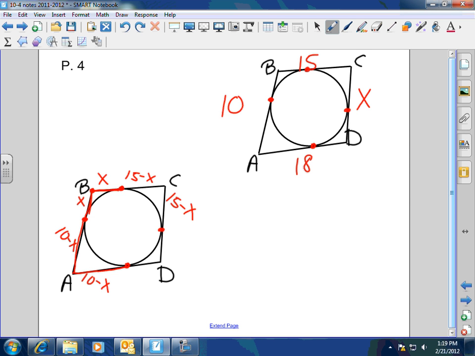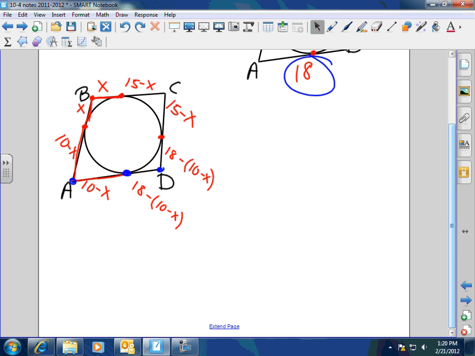AD is 18, correct? AD is 18. But if from A to the point of tangency is already 10 minus X, what would the point of tangency to D be? 18 minus the quantity 10 minus X. So then this part over here is 18 minus (10 minus X). Why isn't it just X is the question. It's not just X because AD is 18, son. So if this little piece from here to here is 10 minus X, and the whole thing is 18, then this little piece is 18 minus the quantity 10 minus X. It's a great question. Thank you, son.